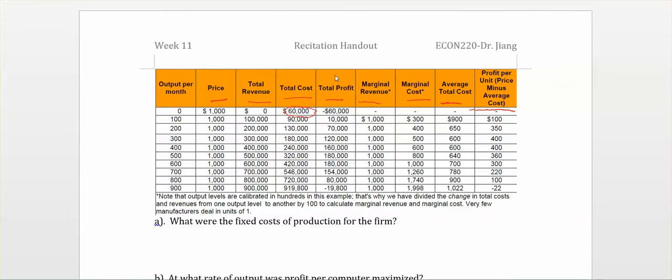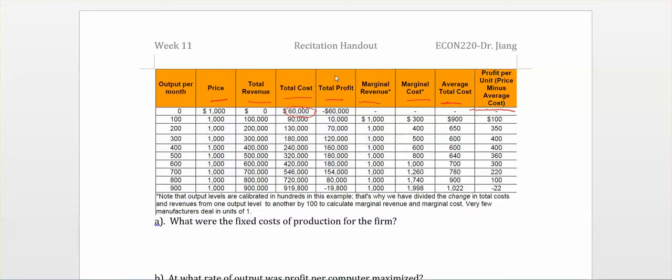Hello everyone. This week's recitation is about homework 9 part 2. Homework 9 part 2 is related to chapter 9, competitive markets. In this chapter, we are focusing on learning the characteristics of competitive markets, especially the profit maximization rule.